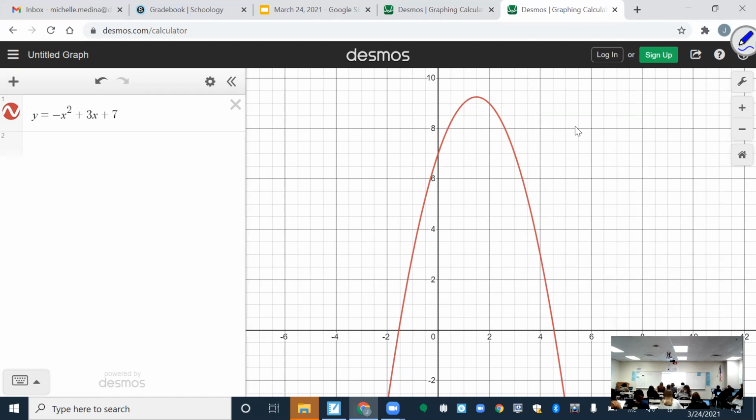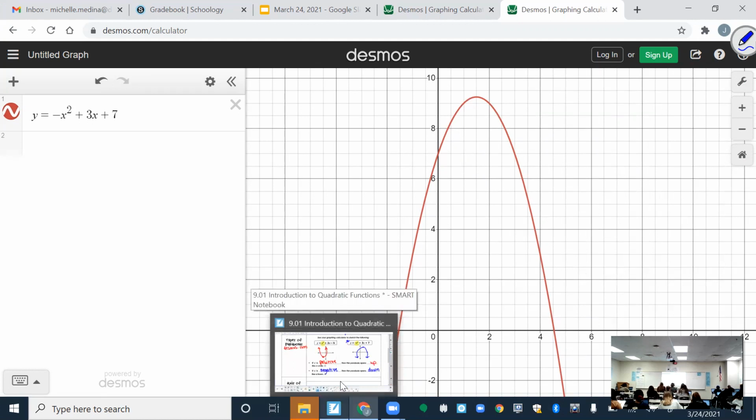Any questions about that? That knocks off one of the success criteria. Can you determine if it's a positive or a negative parabola?